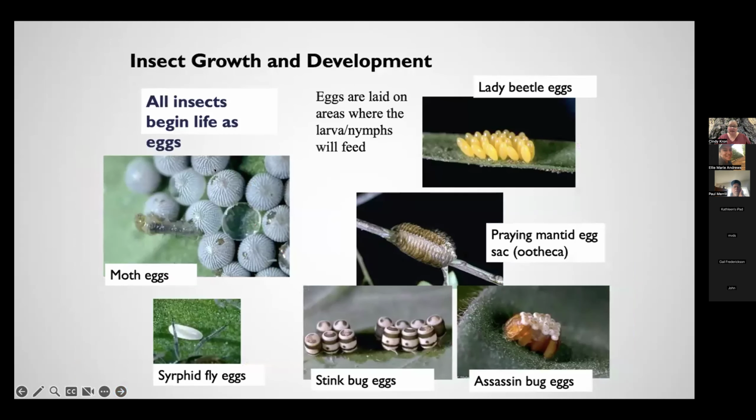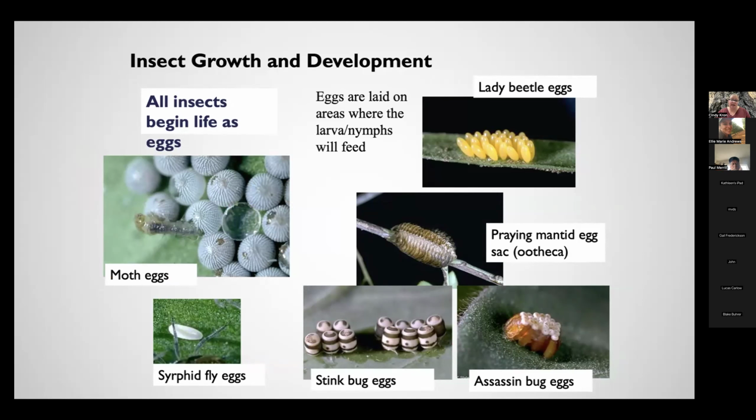All insects begin life as eggs. So eggs vary considerably, but it's good to become familiar with what these eggs look like, so then you know what insect you have present. Oftentimes you'll come across a clutch of eggs and you're like, well, is this a good insect? Is this a bad insect? Is this a neutral insect? Something I don't have to worry about? Being able to become familiar with what the different species or groups of families' eggs look like is important.